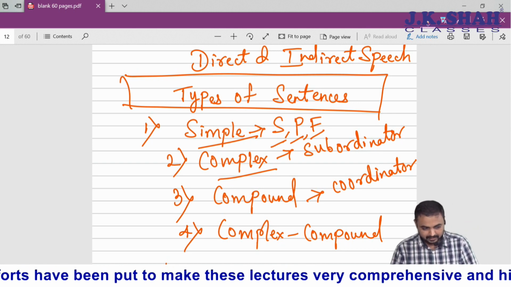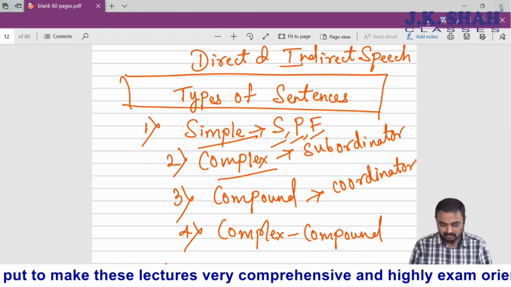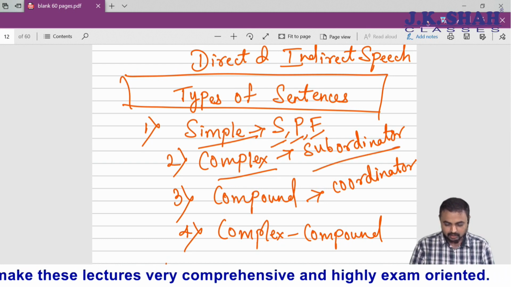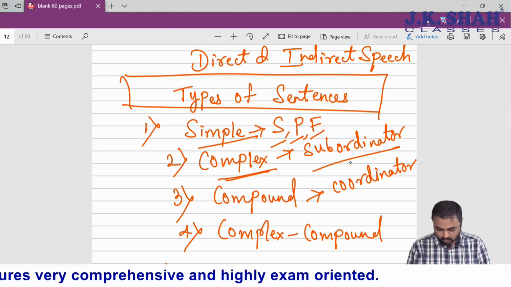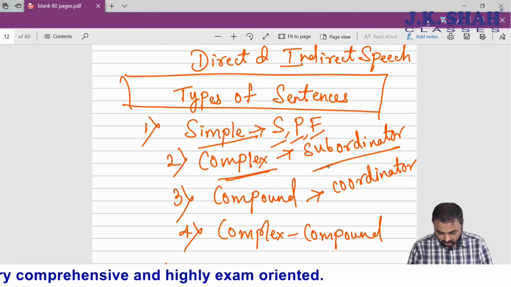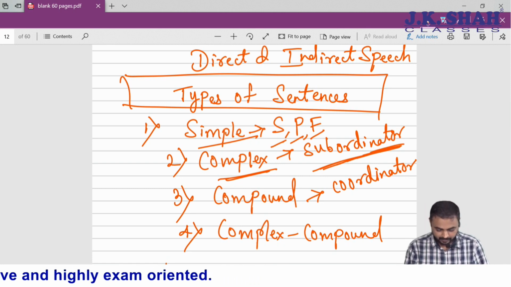A complex sentence is a sentence which has one main clause and one or more than one dependent clause. They are joined by a subordinator. Complex sentence: it has one main clause and one or more than one dependent clause. They are joined by subordinators.